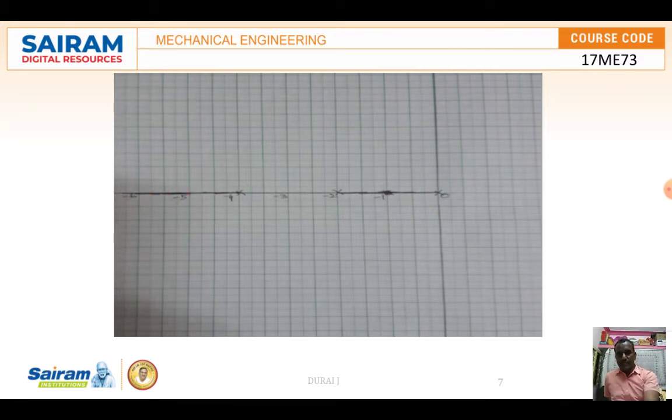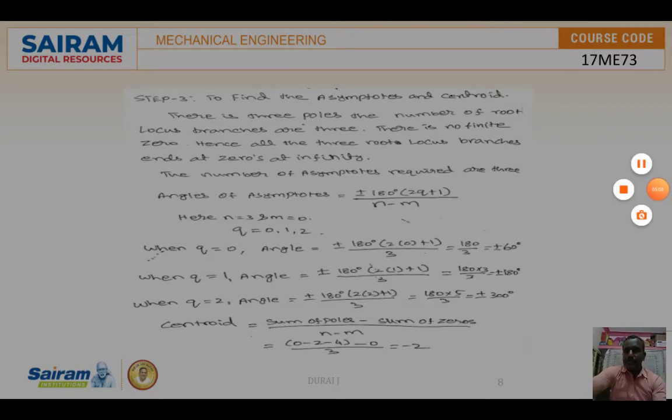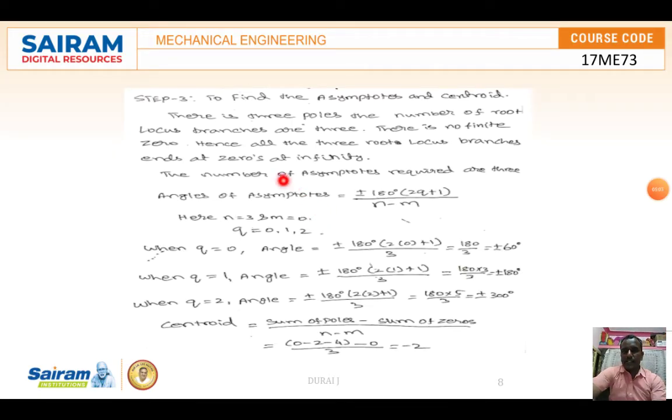So this is the second step we have to do. Then the third step is to find the asymptotes and centroid.